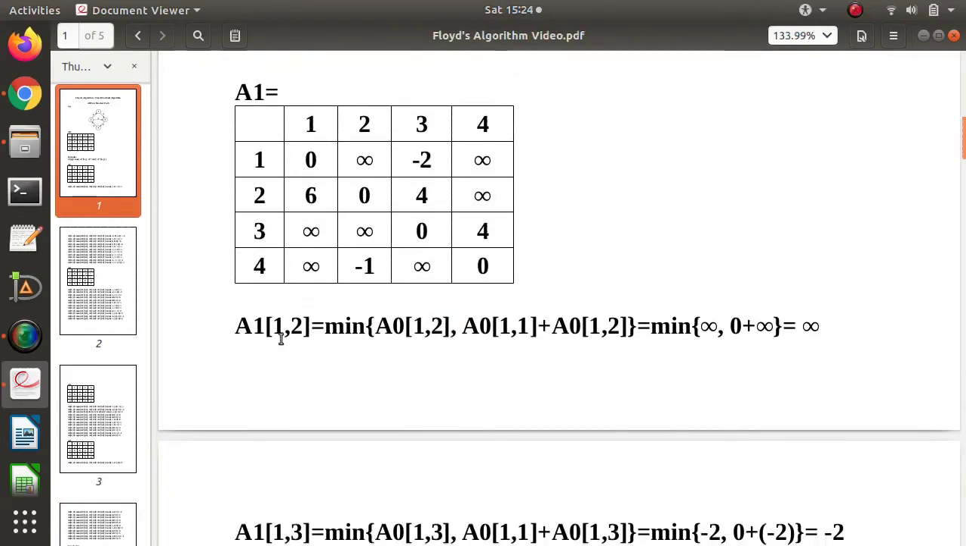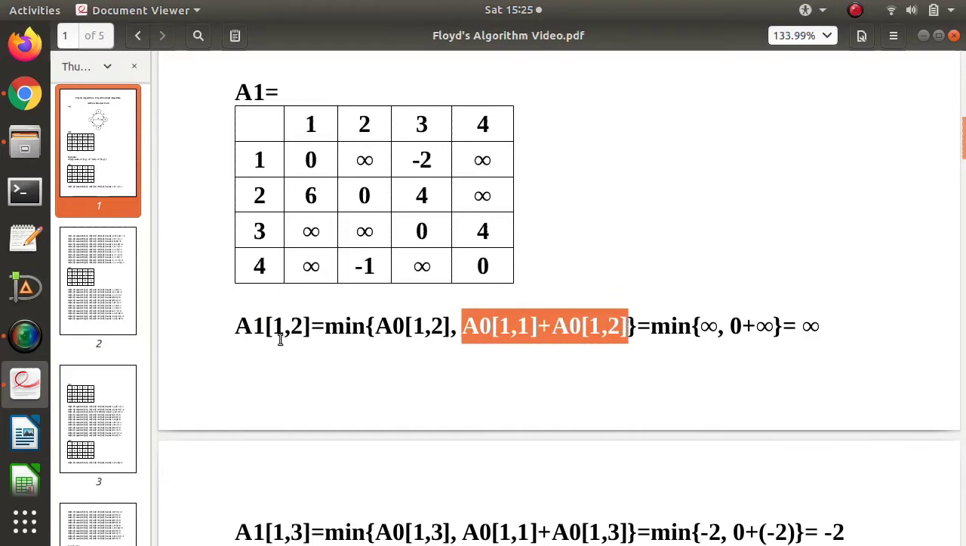Now see here, we check whether this cost can be improved. So how are we checking? We are checking by taking 1 as an intermediate node. Here we are calculating the weight from 1 to 2, taking 1 as an intermediate vertex. So we are checking from 1 to 1 and then from 1 to 2, whether the total weight is improved. See here, we are calculating that value.